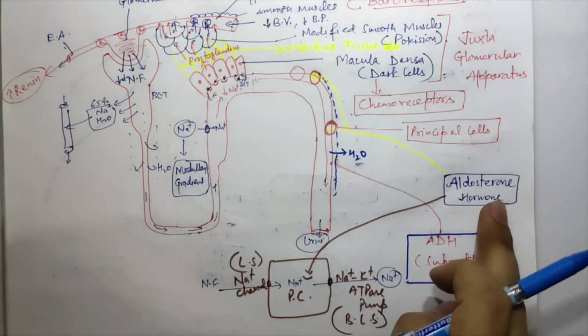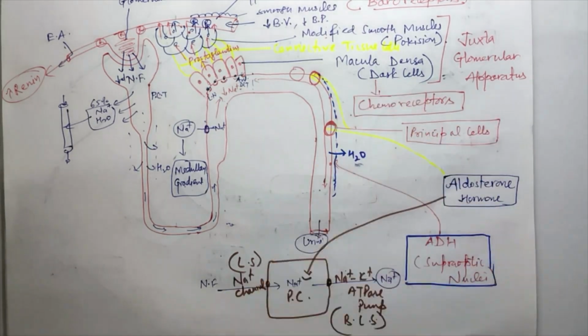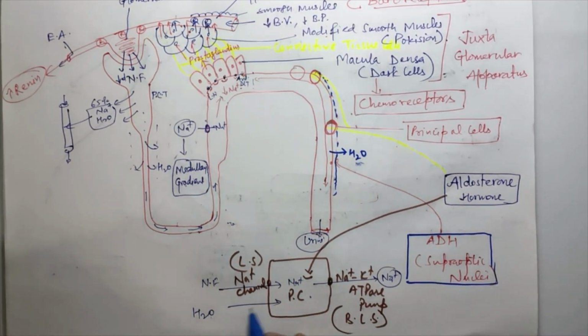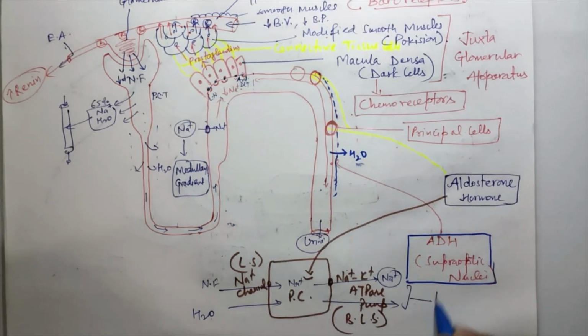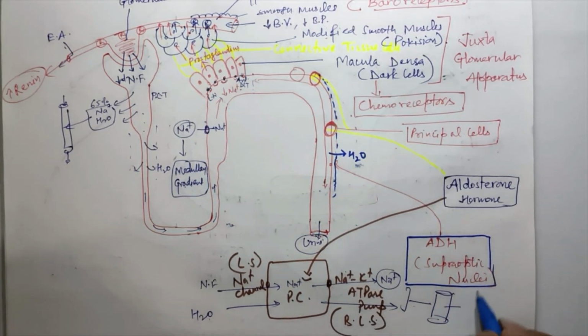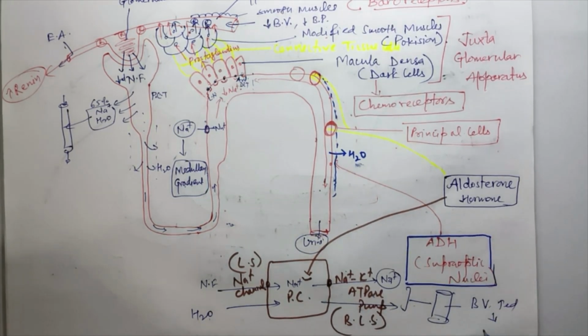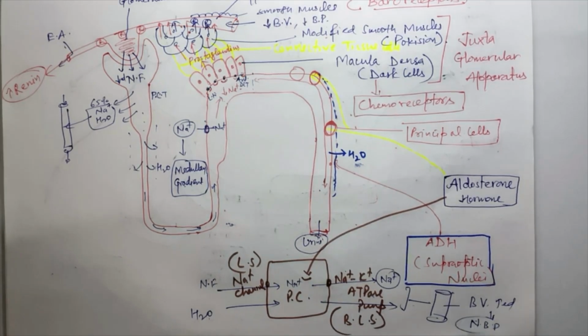So aldosterone tries to conserve these sodium ions into the interstitium and subsequently into the bloodstream, and along with this a huge amount of water is also reabsorbed back into the interstitium, and subsequently back into main blood circulation, and ultimately blood volume is increased, and it is maintained to establish a normal blood pressure range.